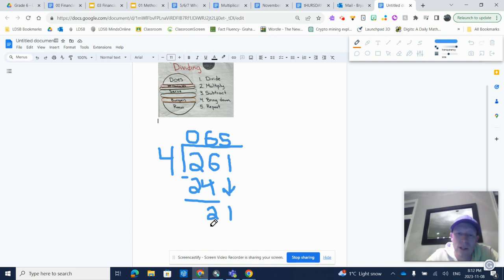5 times 4 gives me 20. After I multiply, I subtract. 21 minus 20 gives me 1. I've got no more numbers to bring down, so my answer is 65, and I have a remainder 1 left. And that's how you divide.